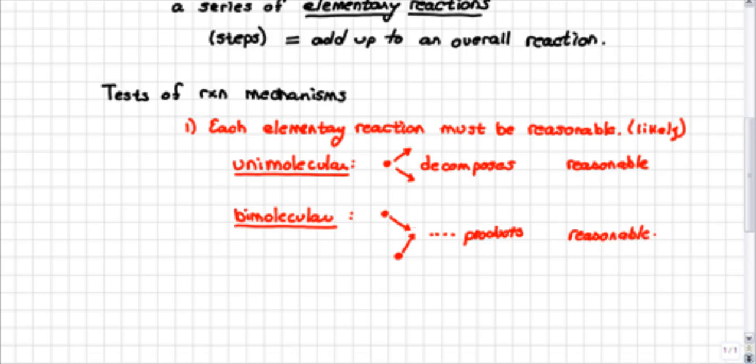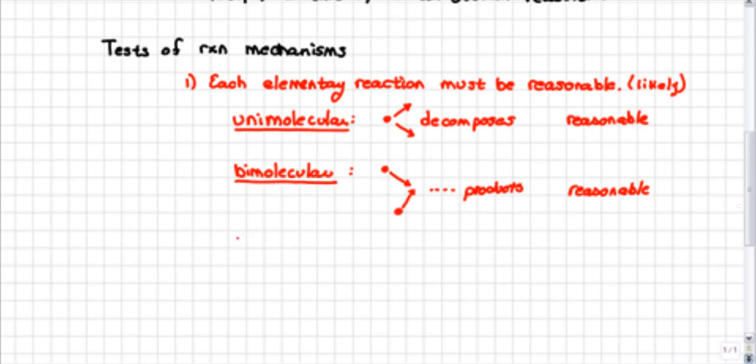Collisions happen. However, if we continue this process and think about the trimolecular possibility, now we're talking about a crash between three molecules at exactly the same time with exactly the right position and orientation. We're now reaching into an improbable event. Having three things collide at exactly the right time and with exactly the right orientation is really very unlikely, and therefore isn't reasonable.